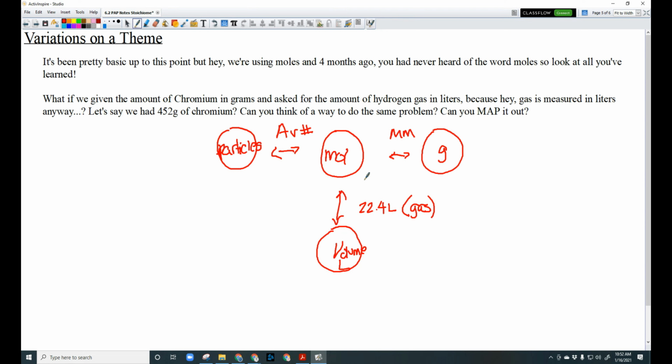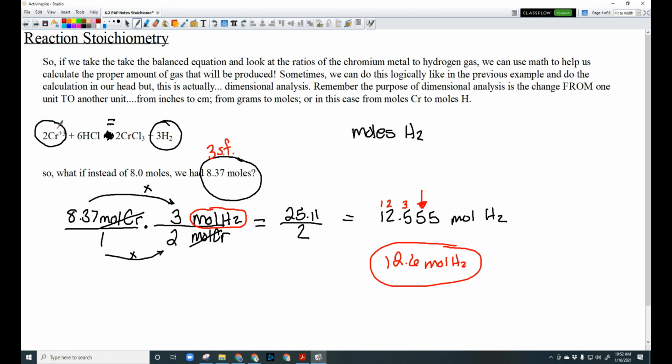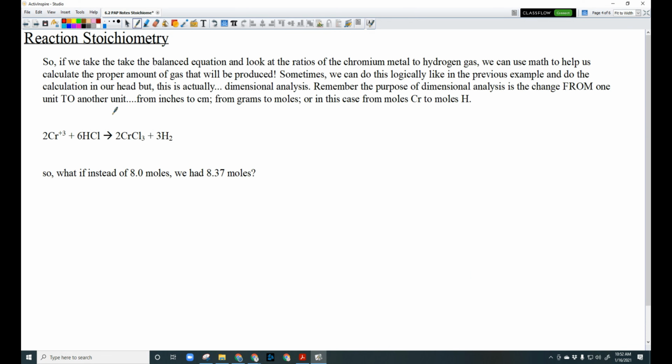All right, so since hydrogen is a gas and we're given grams here, we can take grams to moles and moles to volume. Really, really simple. So here's our given. Let's go back and grab our equation. So this is going to be 2 to 6 to 2 to 3. Let me erase this. We'll have our equation here. We'll just come back to our equation when we need to use it.